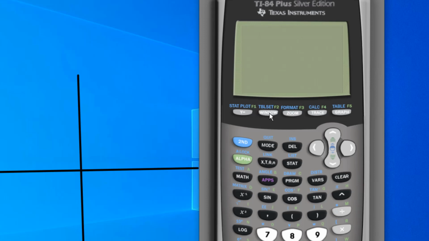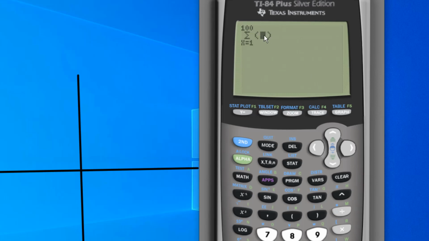Okay, so let's go back to that one again. Alpha, and then F2. And number 2 is for sequences. So let's hit number 2 to get that one. Then you have to enter the limits, and you can pick any variable you want here. I'm going to use x, and that goes there. We're just going to go from 1 to 100. So put a 1 there, and then up, 1, 0, 0.